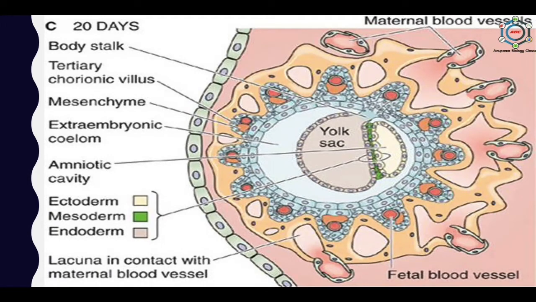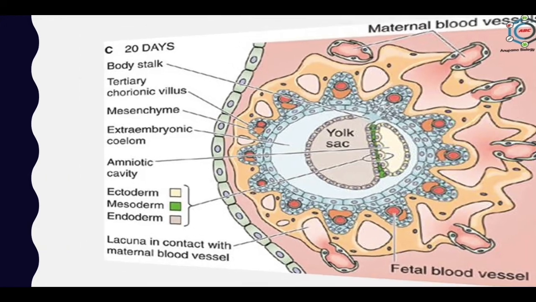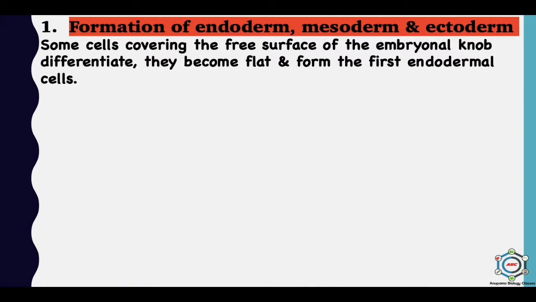So, there are three germ layers: ecto, meso, and endoderm, and they serve as the initial rudiments of all the future tissues and organs of the offspring's body. Each germ layer gives rise to specific tissues, organs, and organ systems of the young ones to be developed. Now, how do the endo, meso, and ectoderm form?